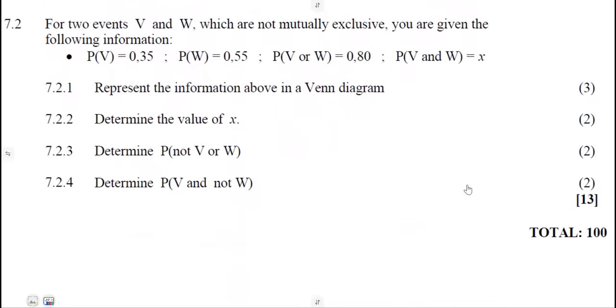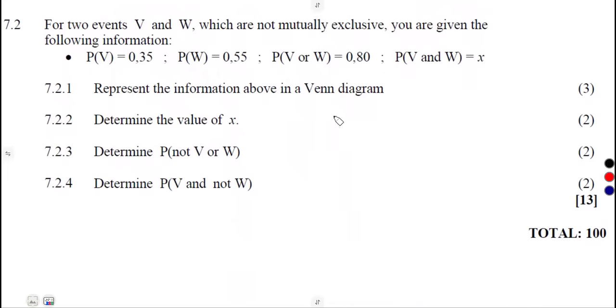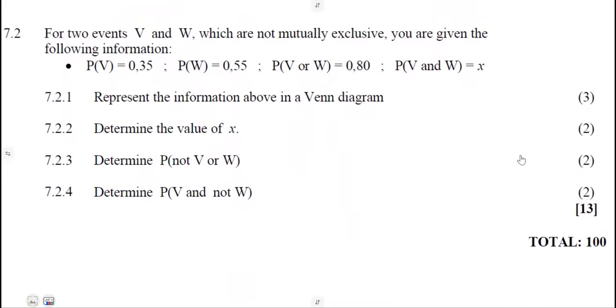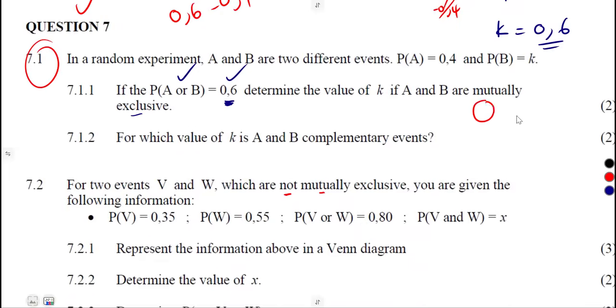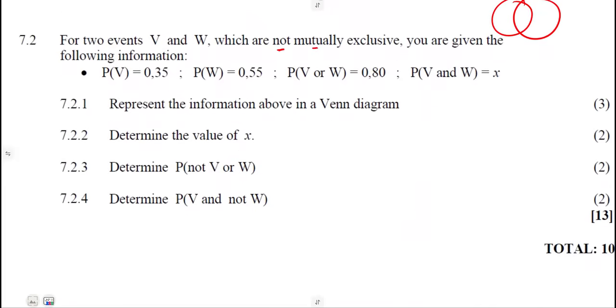7.2. For two events V and W, we are given that they are not mutually exclusive. If they are not separate, it means there is what? There is an intersection. They are inclusive. So these ones, they are mutually inclusive, all right? Given this information, the probability of V, the probability of W, V or W, and V and W is X.